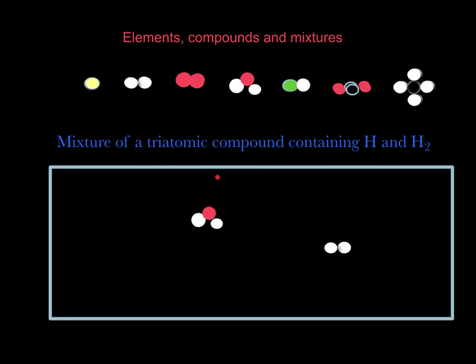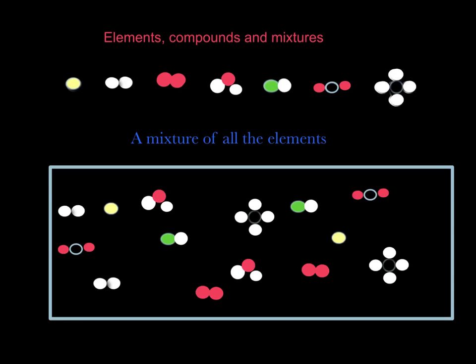This one is H2O because there are 2 H's and 1 O, which makes it H2O. And this one is H2 because there are 2 H's, which makes it H2. And these are both a mix. This is a mixture of a triatomic compound containing H and H2. This is a mixture of all of the elements because each one of these is an element.